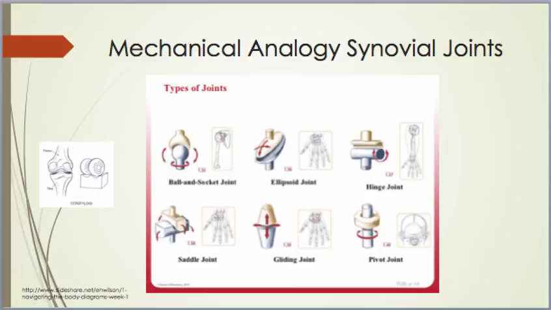Ellipsoid joints, we'll show a picture of that a little bit. We have hinge joints, such as the elbow. We have our saddle joints, where we have a biconvex, biconcave relationship, where in one plane it'll be convex on concave, and on another plane it'll be concave on convex motion, such as the first carpal metacarpal joint. We have gliding joints, and finally we have pivot joints, where there's axial rotation, such as at the radial head on the capitellum.